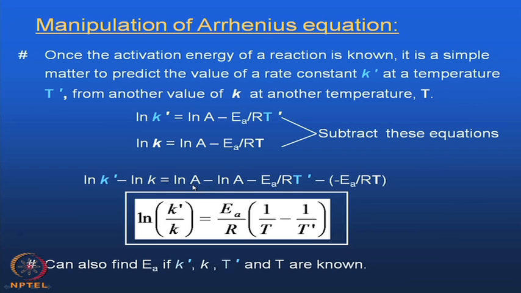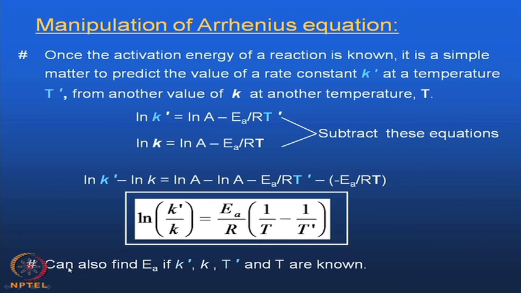So, right hand side will become EA by RT primed minus, this is minus EA by RT primed plus EA by RT. Okay. So, that means from this you can simplify to ln K primed by K is equal to EA by R into 1 by T minus 1 by T primed, where T primed is the higher temperature, maybe higher or maybe lower, it is a different temperature, that is the unknown temperature, and this is the known temperature.